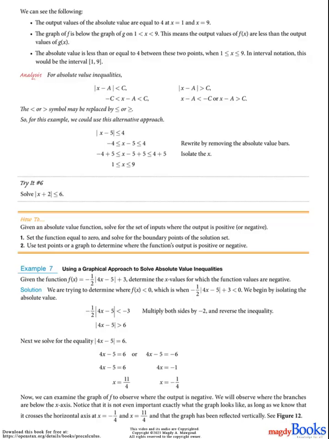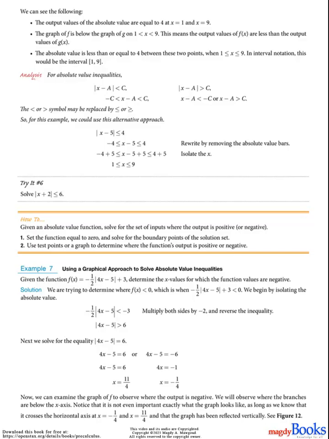Analysis. For absolute value inequalities: the absolute value of x minus a is less than c means negative c is less than x minus a is less than c. The absolute value of x minus a is greater than c means x minus a is less than negative c, or x minus a is greater than c. The less than or greater than symbol may be replaced by less than or equal to or greater than or equal to.